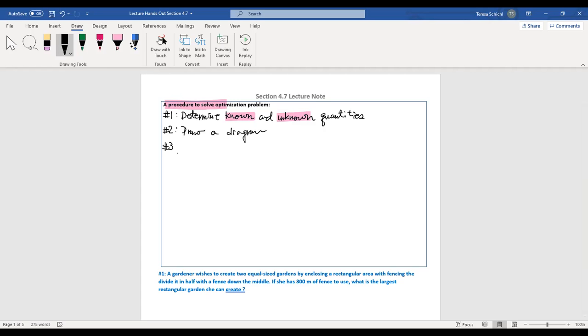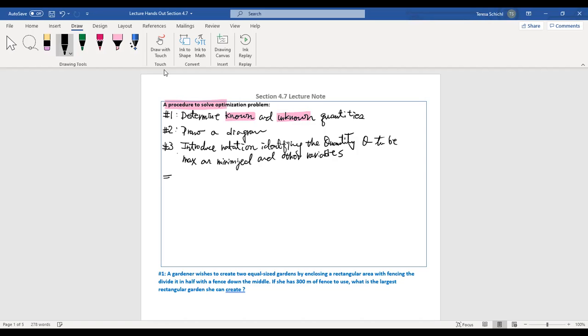The next one is we're going to introduce notation, identifying the quantity Q to be maximized or minimized, and the other variables. For example, if you say, I want to maximize the area, then maybe you say A is the area that I want to maximize. And then the area may depend on the radius, so the radius is one of the variables here.